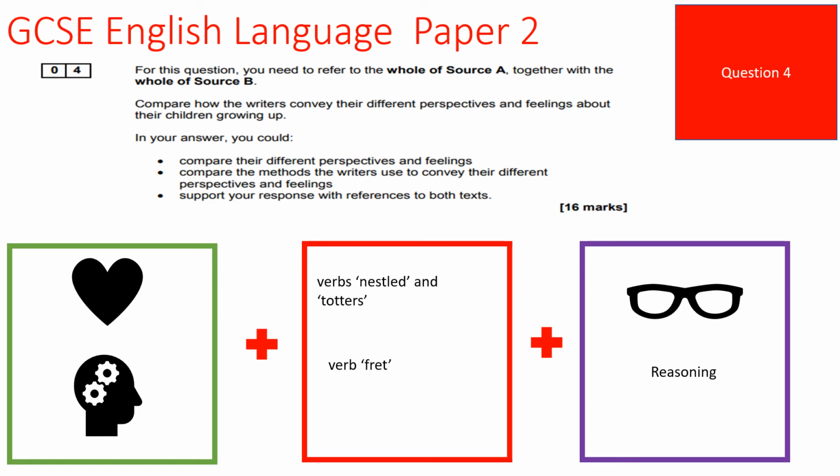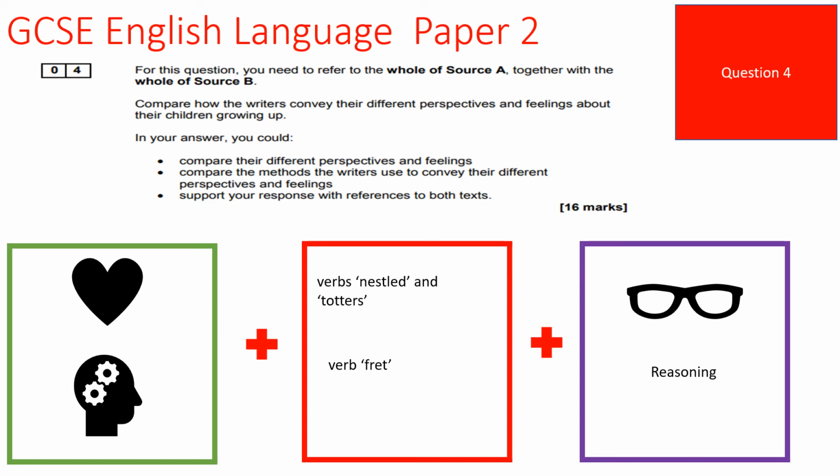And that sometimes is linked to the perspective. Well, because a father would think this, or because a mother would think this, or because the child has grown up, this is the reason why. And so in your writing, that's what you've got to be doing. So the writer thinks this, this is the evidence that we've got in the text to support it, and then we've got that reasoning in there.